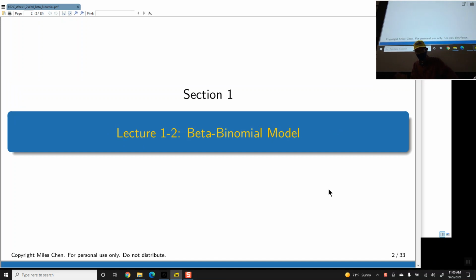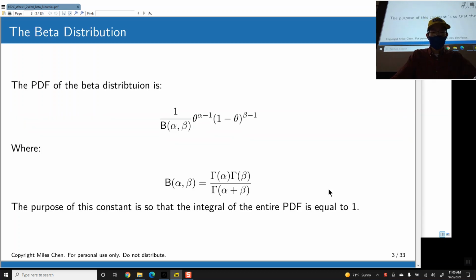All right. So today we are going to continue our discussion on the Beta-Binomial model. And so again, the beta distribution has this PDF, and when we talk about the beta distribution, the random variable here is theta, okay?